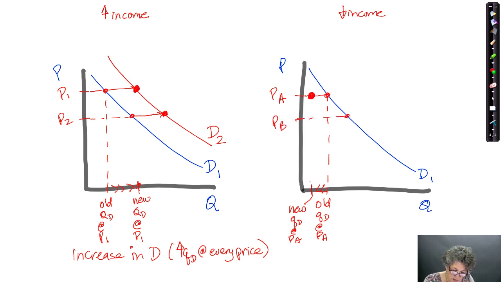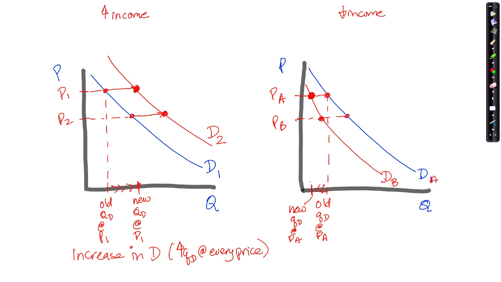That would be true at every price. Choose some other price P sub B. The quantity demanded, again, would fall. And so I would wind up with a new lower demand curve. I'll call it D sub B, I'll call that A and B instead of 1 and 2. How's that? And we call that a decrease in demand because there is a decrease in the quantity demanded at every price.